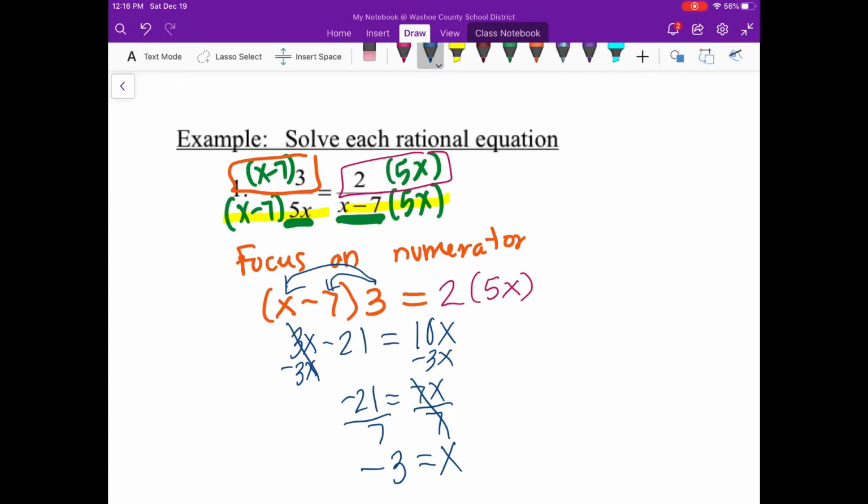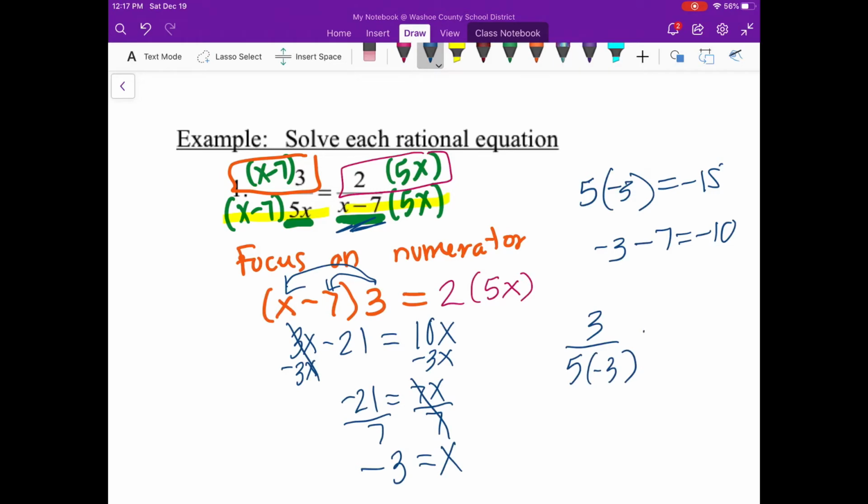Before you circle your answer and say, yep, this is my answer, check a few things. Does anything make the denominator equal to 0? If you go back to your original, I'll just add it over here. If I go to my denominator for the first one, does that equal 0? No, that equals negative 15. And if I substitute it in this one over here, negative 3 minus 7 equals negative 10. So it does not equal 0.